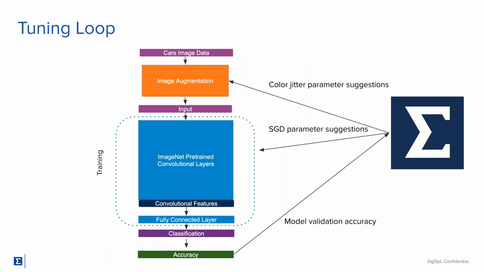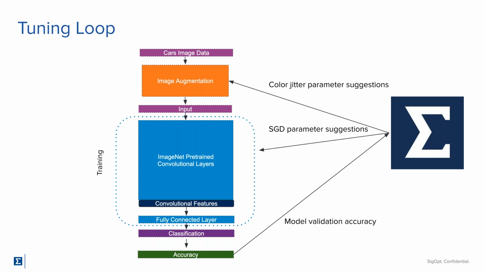Jumping into our optimization loop and what that looks like, SigOpt will now provide hyperparameter suggestions for color jitter attributes as well as stochastic gradient descent. Images will be augmented according to the color jitter parameters. The model will be trained on the stochastic gradient descent parameters, and the validation accuracy will be reported back to SigOpt. The model is trained on a combination of the original and the augmented data, and the validation split will contain only the original data, because we only care about how well it performs on our original data set.